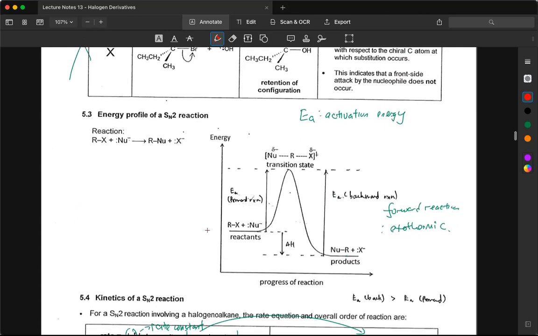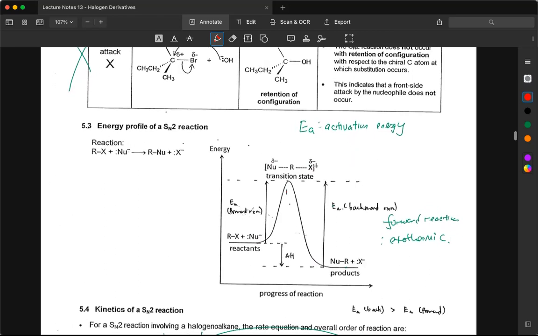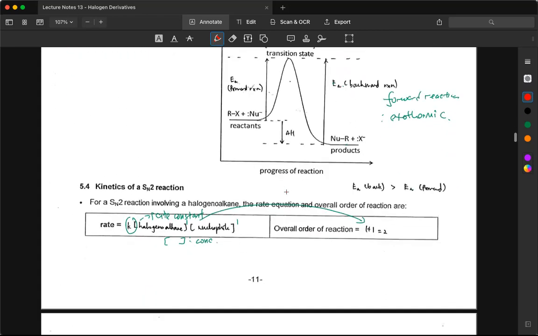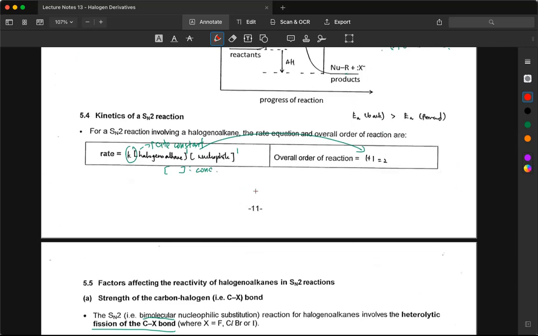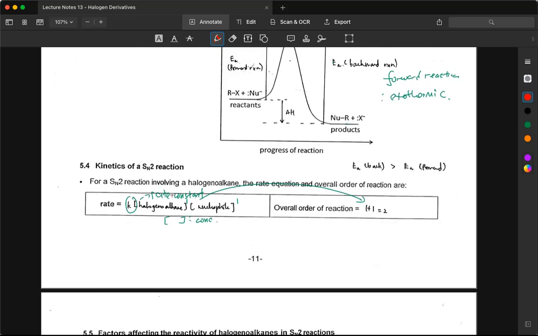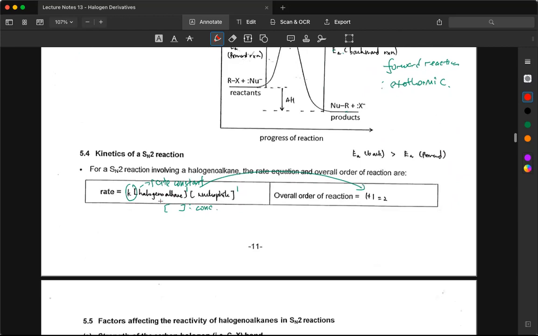This shows the energy profile of an SN2 reaction. The reaction is exothermic with the transition state having a higher energy level. And this is the kinetics of the SN2 reaction, where rate equals k, concentration of halogenoalkane and nucleophile. The overall order of reaction is 1 + 1, which is 2.